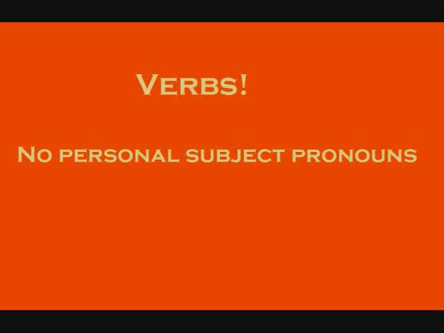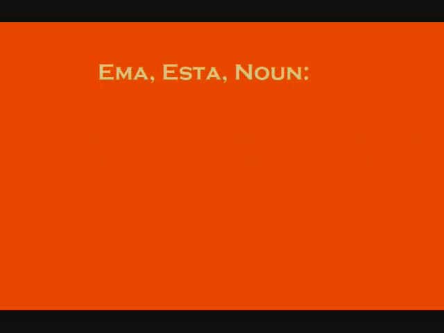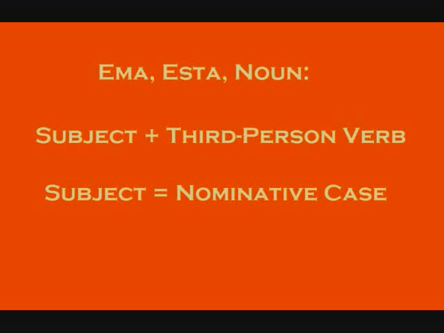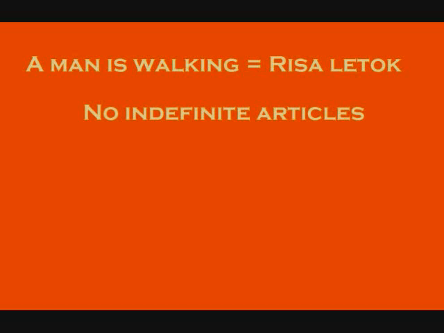However, you have seen subjects used, with the pronouns ema and esta. When non-personal pronouns or actual nouns are involved, you will state the subject and use the third-person form of the verb. When a noun acts as a subject, it is in the nominative case, which is the dictionary form of the noun ending in a. So, for example, to say a man is walking, you'd say risa letok. Notice how you also do not say a or an. Indefinite articles are not used in Dangin Nira.